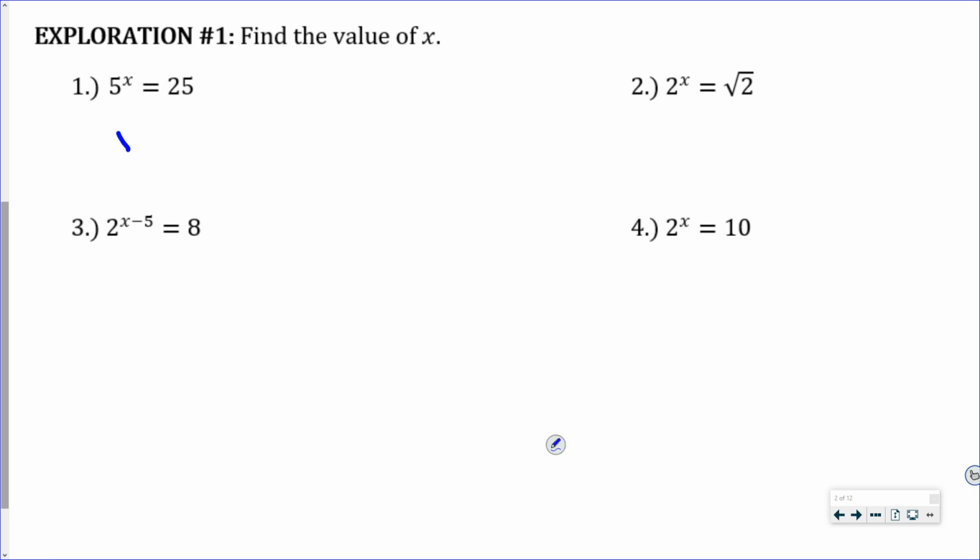All right, so number 1 is obviously 2. 5 to the power of 2 gives me 25. 2 to what power gives me the square root of 2? 1/2.